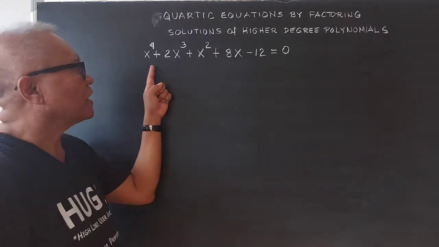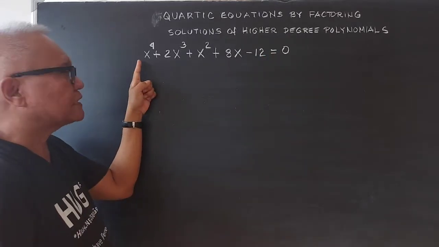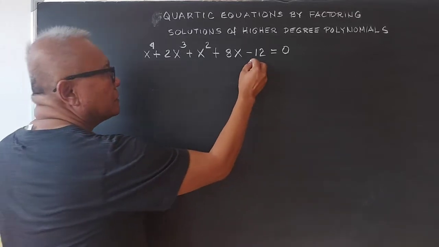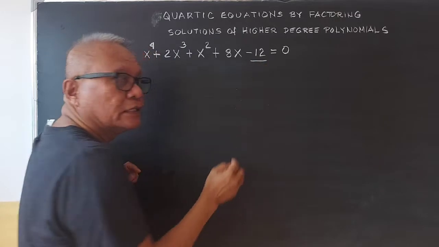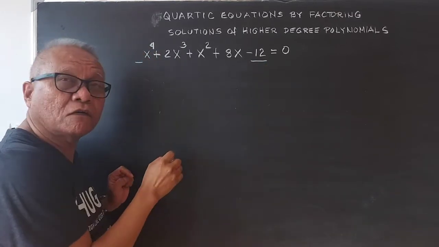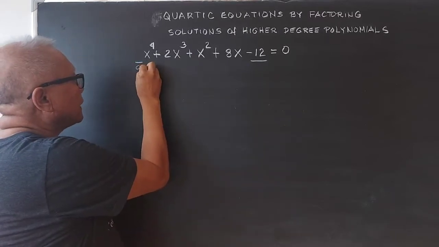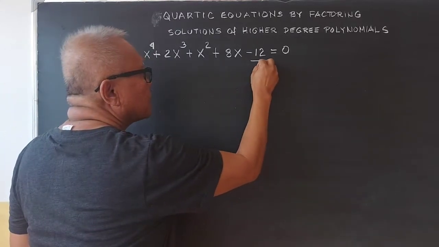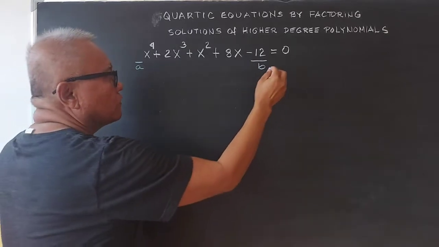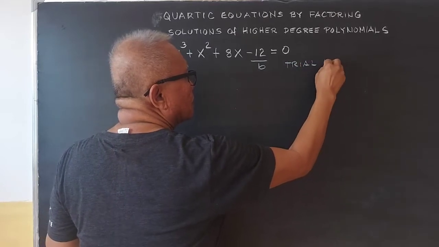Okay, so we have an equation here because this one is equal to 0. So let's have the trial factors for this. We need the last constant and the numerical coefficient of x to the fourth. Let us say this one is our letter A and this one is our letter B. So what are our trial factors? For trial factors, I'm going to write here: trial factors.